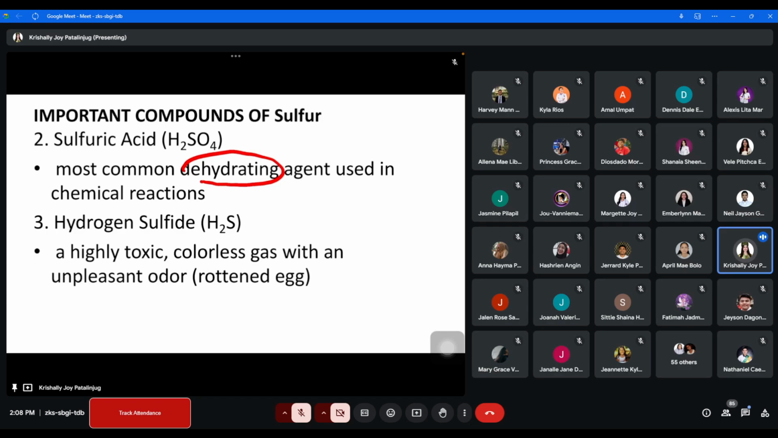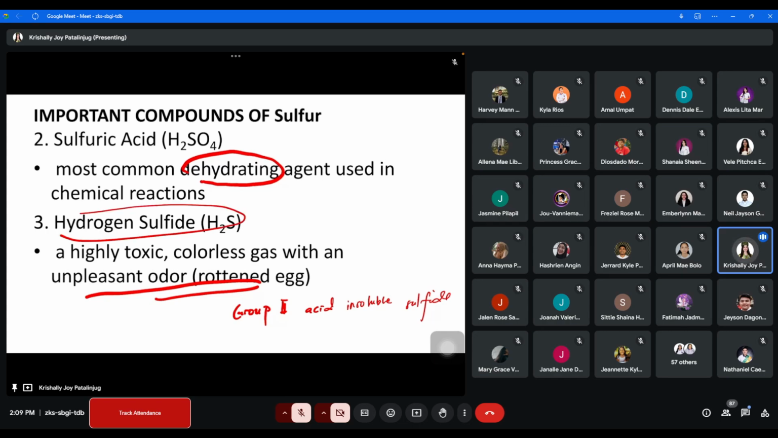Sulfide, this has a rotten egg-like na odor. Sobrang mabaho, unpleasant odor. So, highly toxic, colorless gas. Ginagamit ito as precipitating agent, diba, sa mga group 2 and group 3 cations. Kung group 2 cations, sila yung mga acid insoluble sulfides. So, kumbaga, pwede ito gamitin, but the environment should be acidic. Kung group 3 cations, sila yung mga base insoluble sulfides. So, pwede ito ulit gamitin, and the environment should be basic. Okay, so done with sulfur.